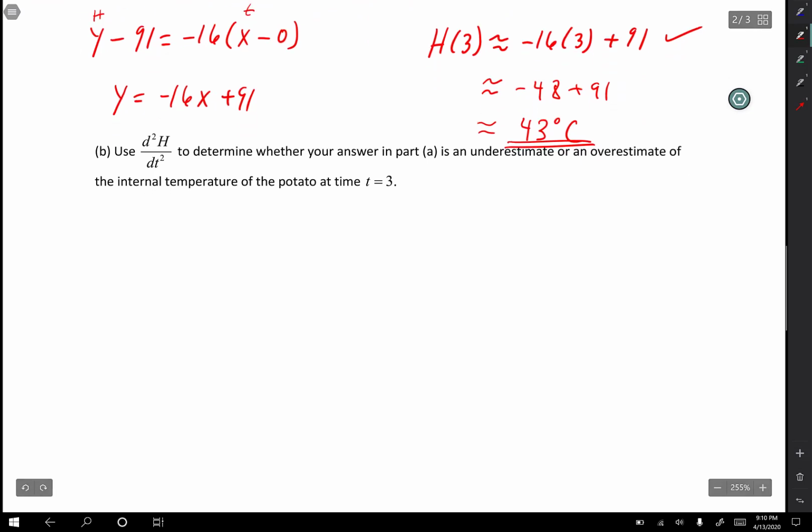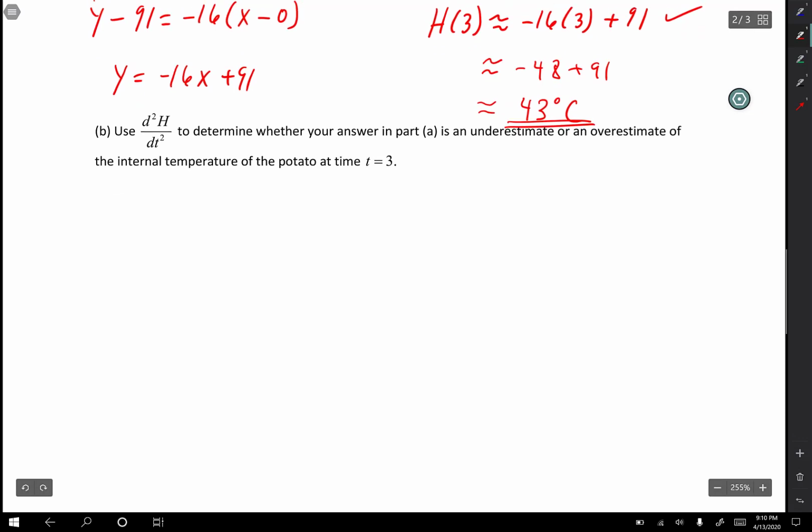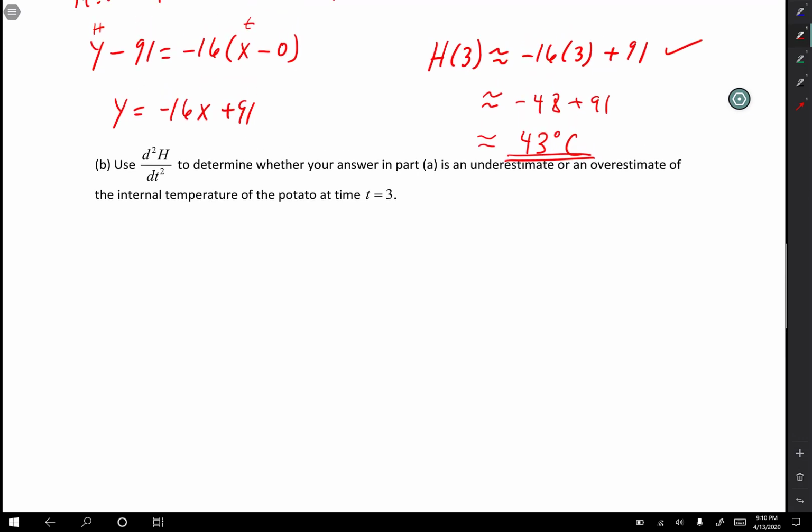So now it says, use the second derivative to determine whether your answer in part A is an underestimate or an overestimate of the internal temperature of the potato at time t equals 3. Okay. What they're wanting us to do, let me tell you the idea behind it. The second derivative tells you concavity. So think about it. If you are concave up and you draw a tangent line, your approximation is always going to be an underestimate because your curve lies above your tangent line.